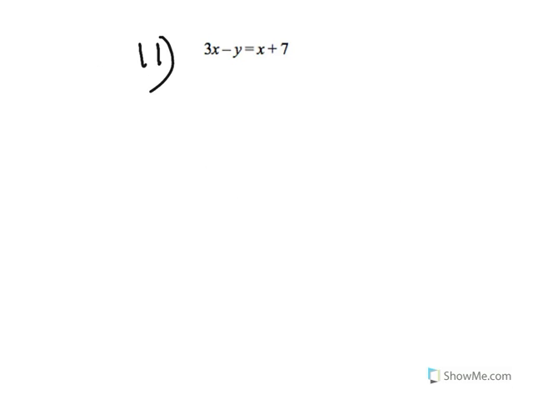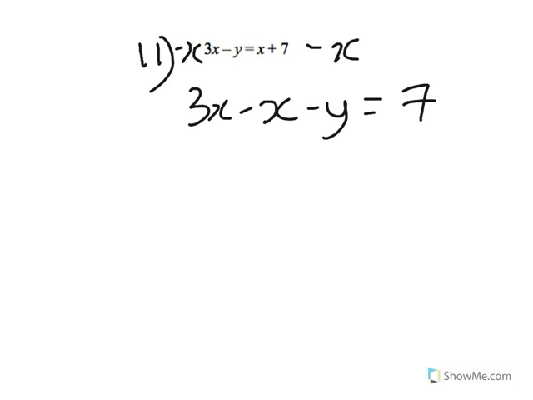We left off with question 11, and what question 11 is asking you to do is make x the subject of the formula. When you want x the subject, you need to get all the x's on one side and make x equal to something. Only x, not 3x, not 2x, not 4x, just x. So we subtract x on both sides to get all of the x's on one side. So we get 3x minus x minus y is equal to 7, since x minus x is nothing. So 3x minus x is 2x, minus y is equal to 7.